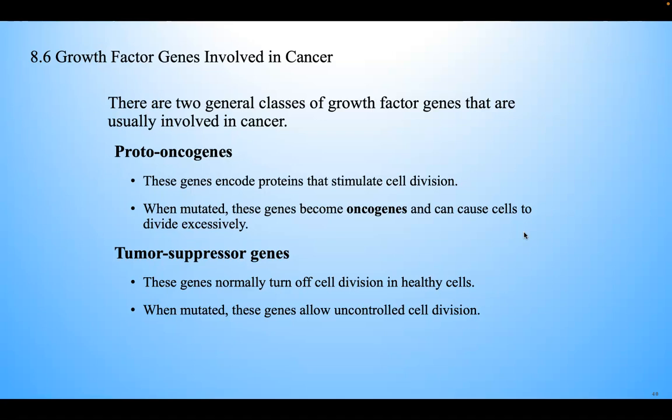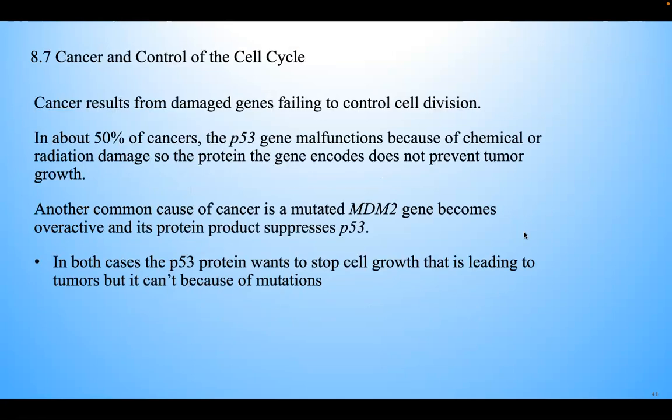There's also tumor suppressor genes, and these genes typically turn off cell division in healthy cells when they should not divide anymore. But if these tumor suppressor genes get mutated, then they can also allow uncontrolled cell division. So cancer results from damaged genes failing to control cell division. In about 50% of cancers, the p53 gene malfunctions because of chemical or radiation damage. So the protein the gene encodes does not prevent tumor growth anymore.